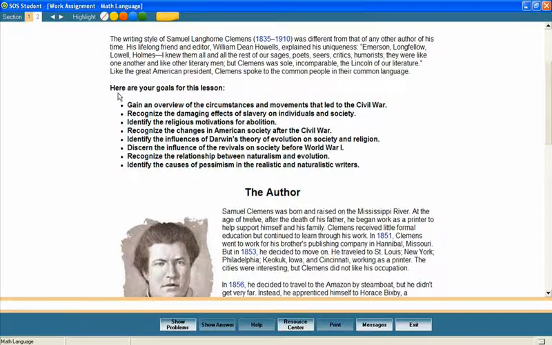of lesson content. The goals for this lesson include: gain an overview of the circumstances and movements that led to the Civil War. Identify the religious motivations for abolition. Identify the influences of Darwin's theory of evolution on society and religion. And recognize the relationship between naturalism and evolution.